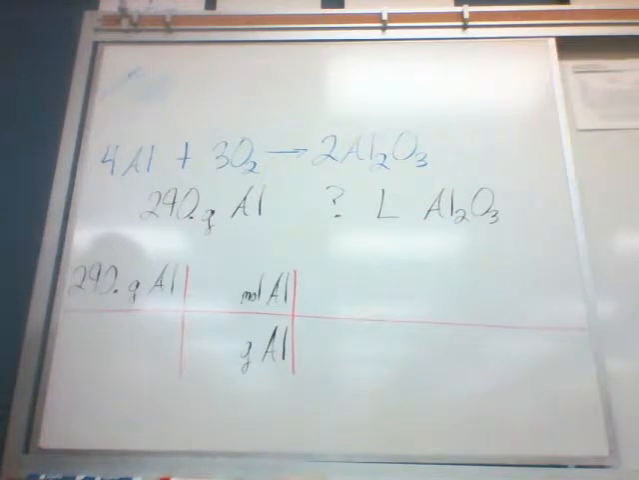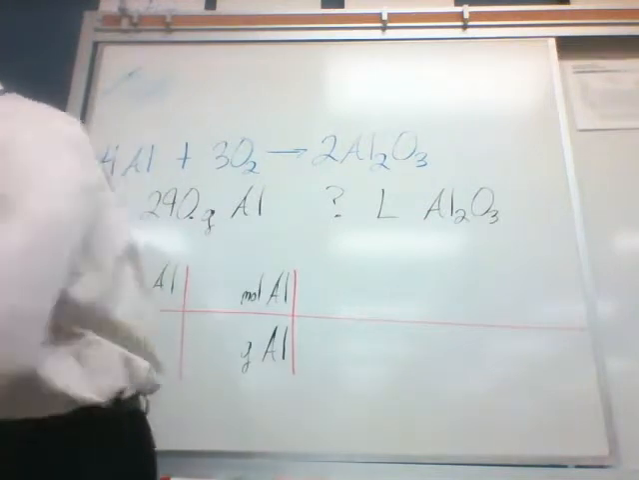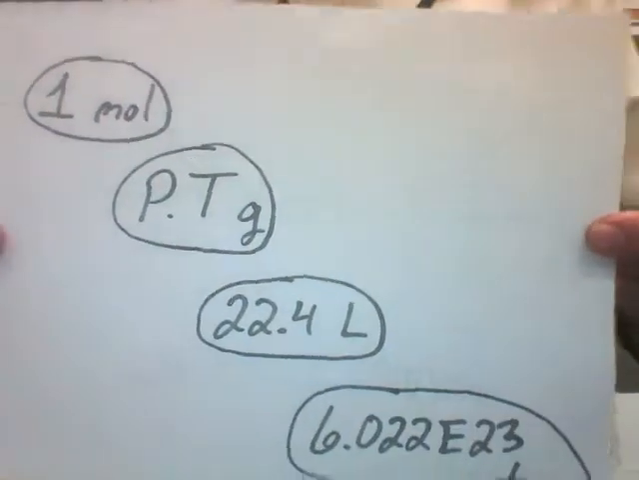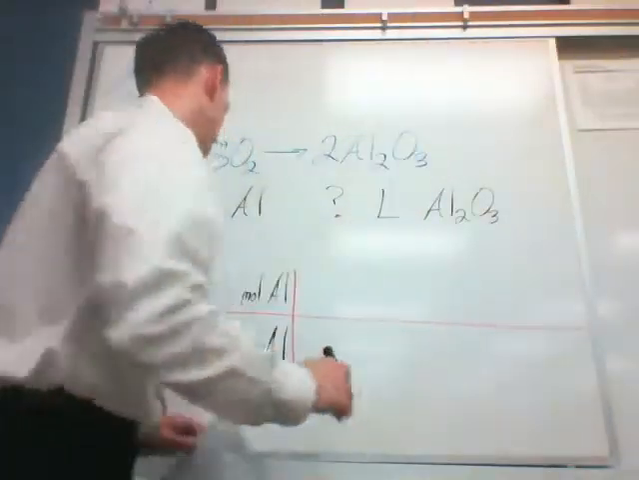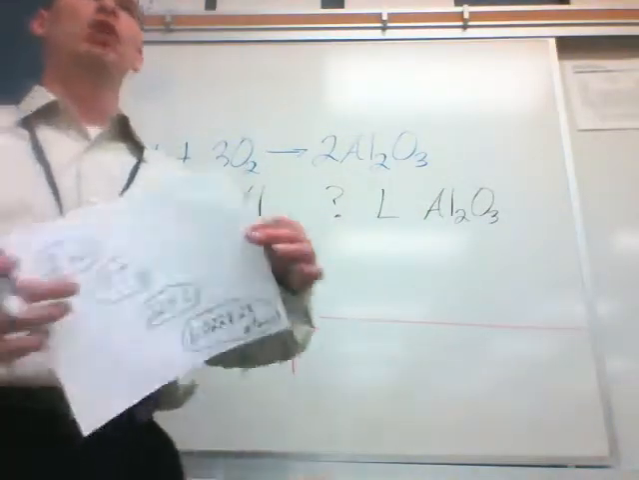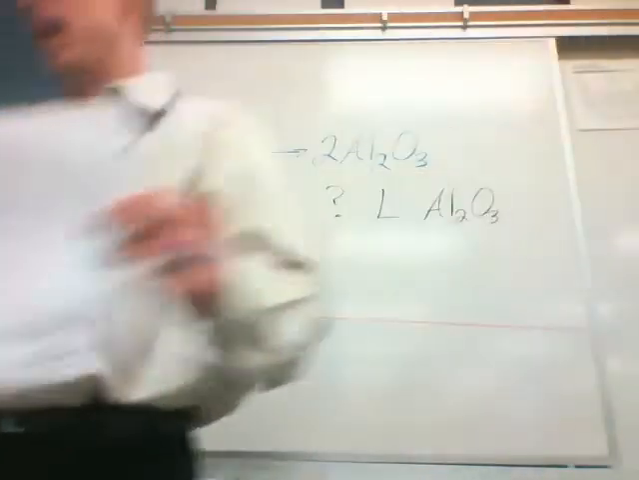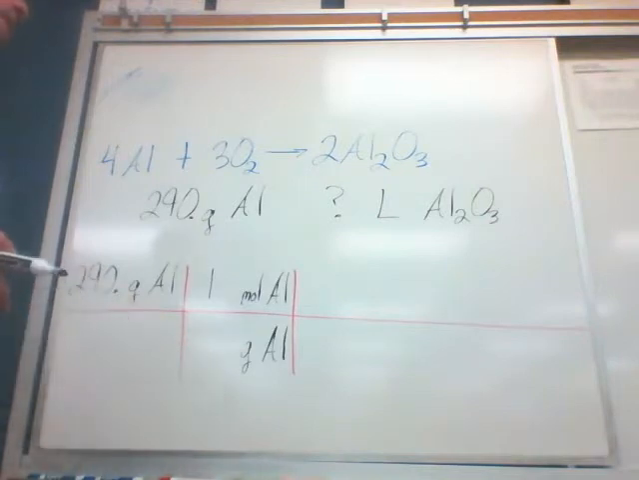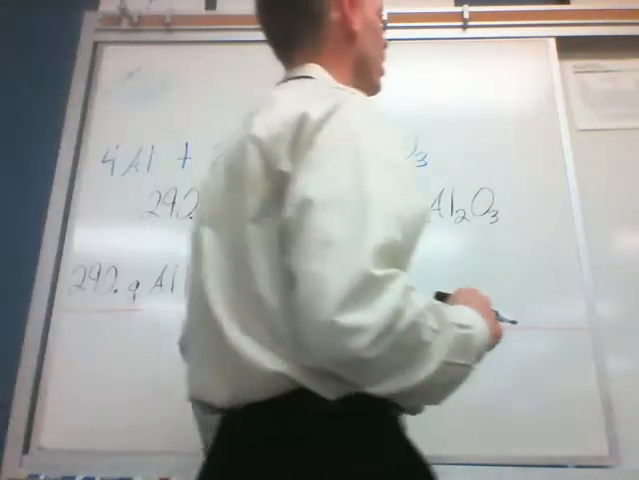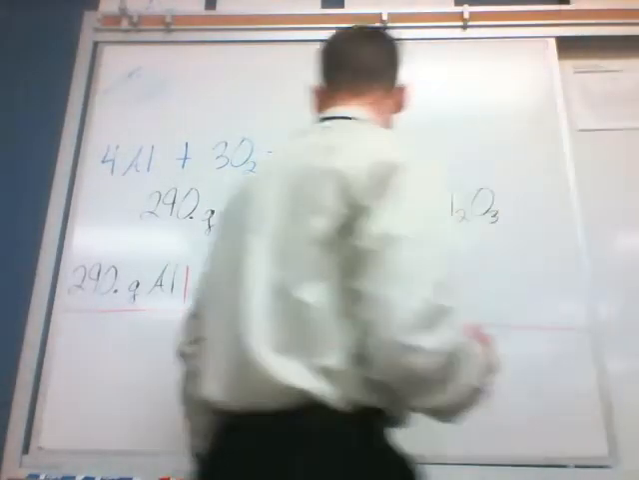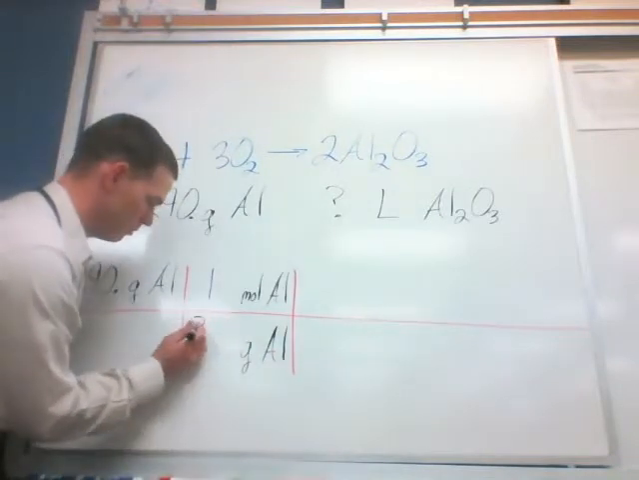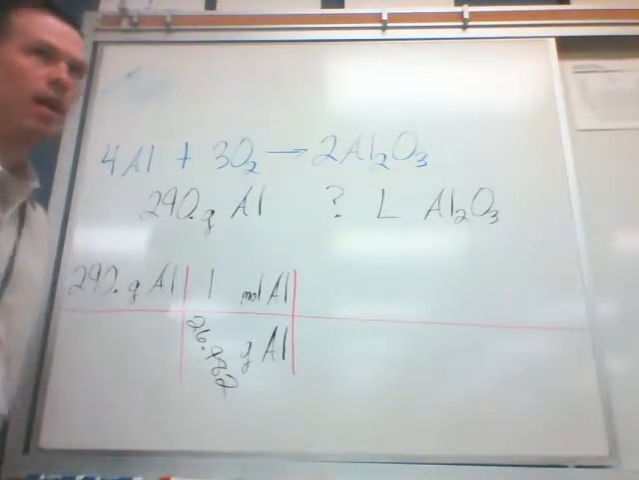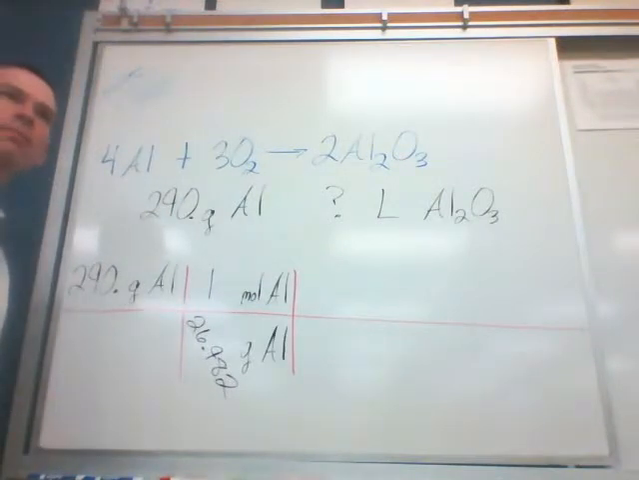You can look at that cheat sheet. It tells you in the box what to do, or go straight to your conversion factors on the back, and you'll see that the conversion factor for moles is 1. The conversion factor for grams is periodic table, which would be the PT of aluminum, 26.982. Everybody okay so far?